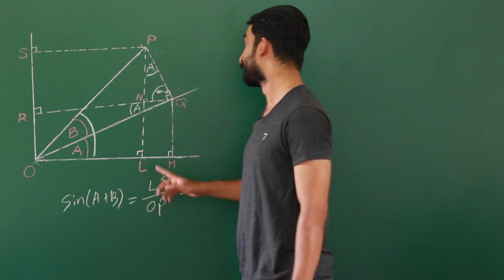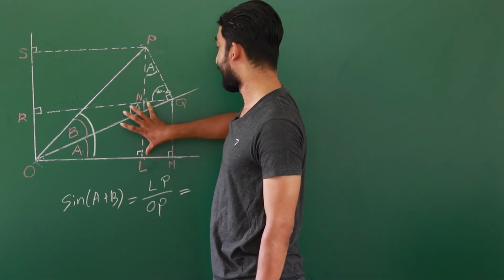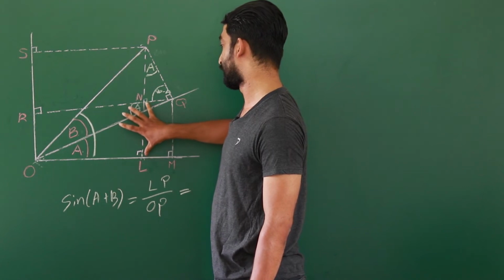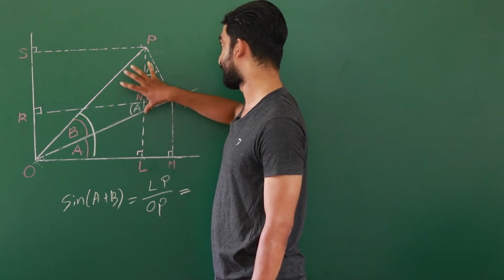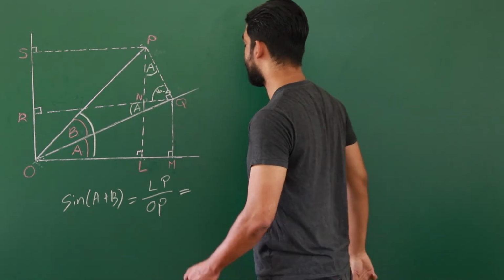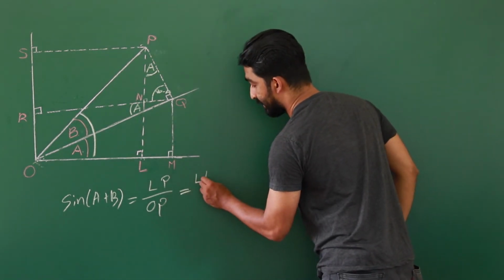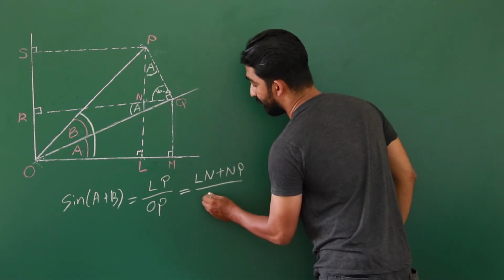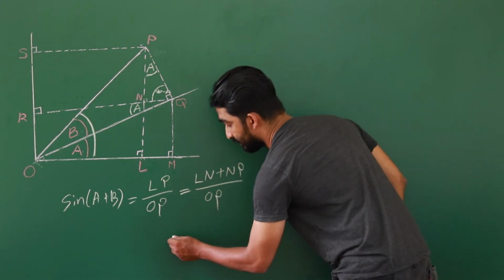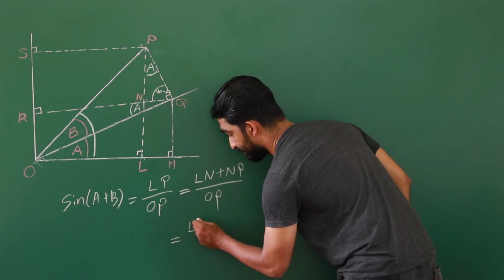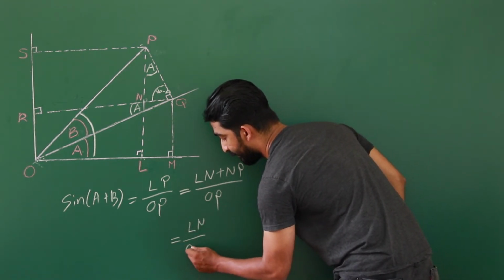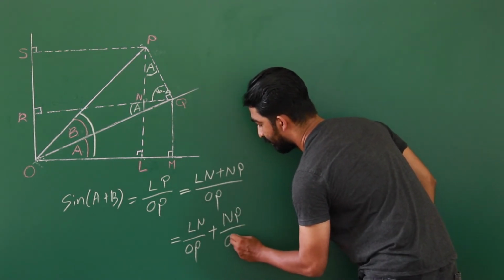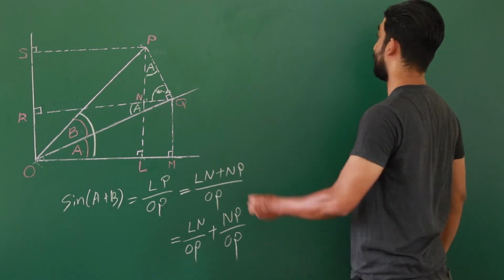Now what is LP? We can write LP as LN plus NP, an addition of two small lines. So LP I am writing as LN plus NP. Now if we write it separately over OP, we can write LN over OP plus NP over OP.